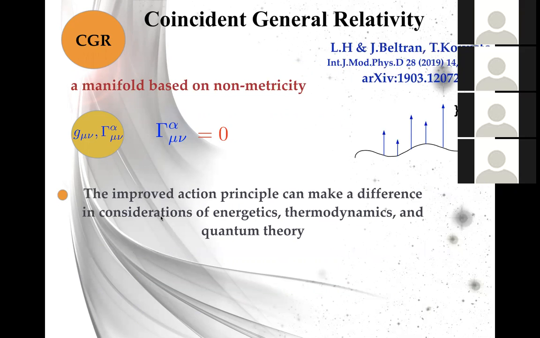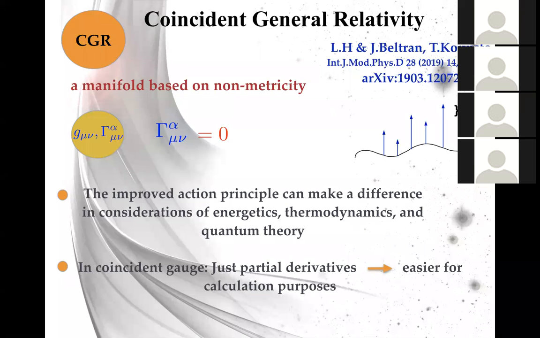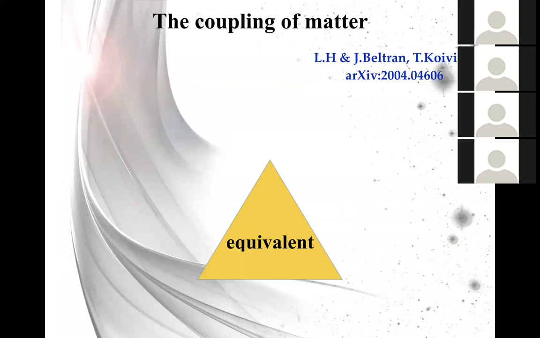And this improved action principle can actually make some differences when you consider some energetics, thermodynamics, or quantum theory. So like when you compute the entropy of a black hole or some other properties. So there will be some differences in these three formulations. And in the coincident gauge, of course, since the connection is zero, this might be useful for some concrete computation purposes. So this was now only the gravity sector. How about the coupling of matter? Because this is also something very fundamental.